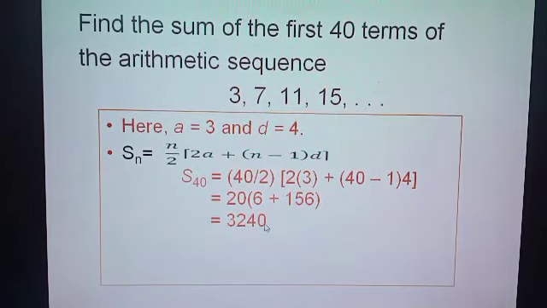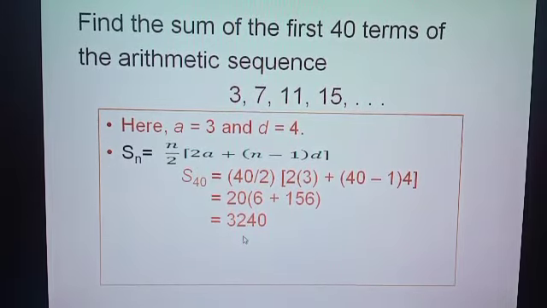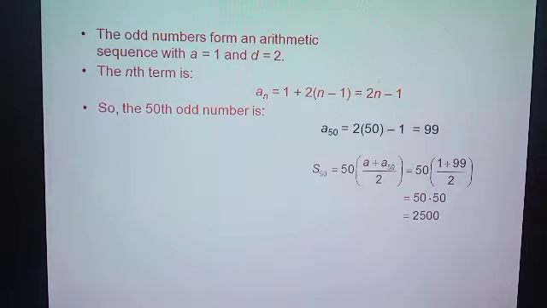So the sum of this AP, if there are 40 terms, you will get 3240. Without adding, by using this formula we can easily add the 40 terms which are in the form of 3, 7, 11 and 15. So this method was found by Gauss.